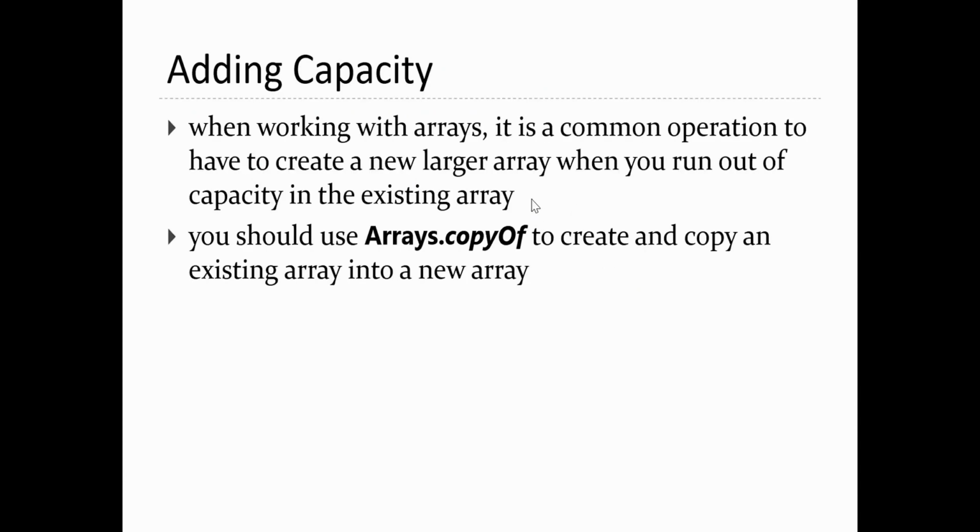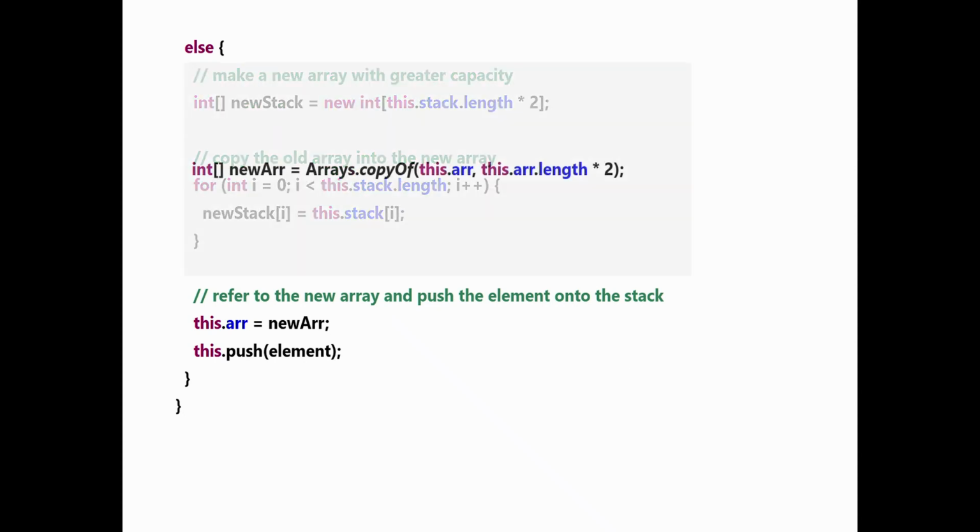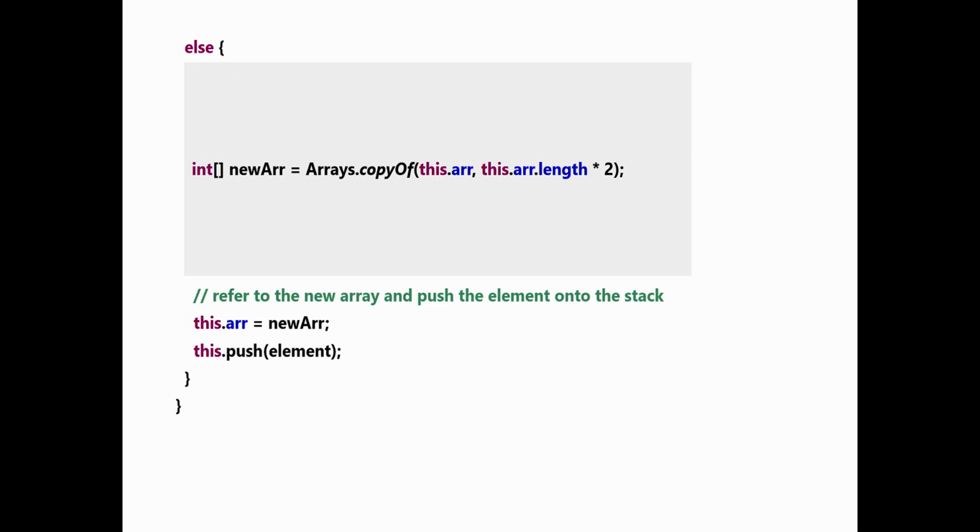All right? So it turns out that when you're working with arrays, this expanding or shrinking of an array is a very common operation. It's so common that there's a method that does it for you. In the Arrays utility class, there's a copyOf method that will copy an existing array into a new array for you. So instead of writing all of this, you can replace most of that with the following. You can just write that.